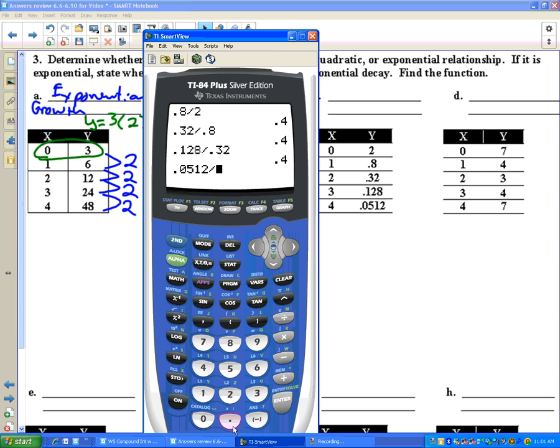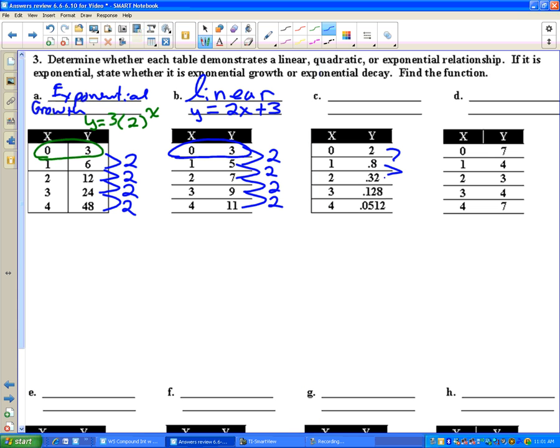0.0512 divided by 0.128. And I'm getting 0.4 every time. And again, I'm doing divisions. So this is exponential. And since my successive quotient is less than 1, this is decay, D-E-C-A-Y. And then I need y is equal to, my starting value a is y when x is 0, so that's 2 times my successive quotient, 0.4 to the x power.